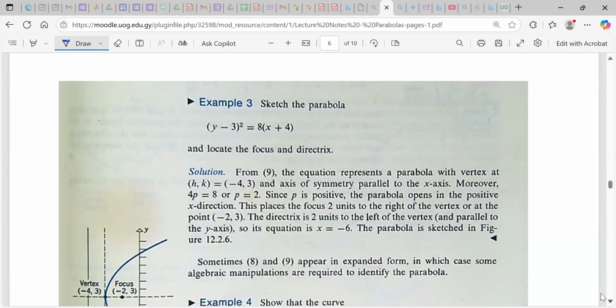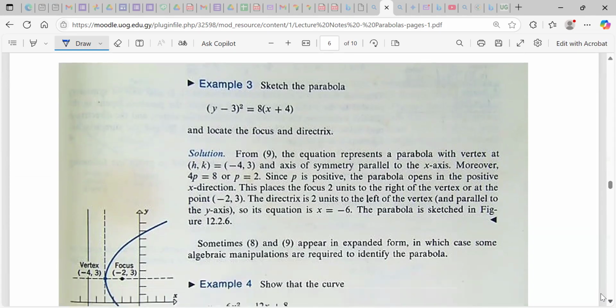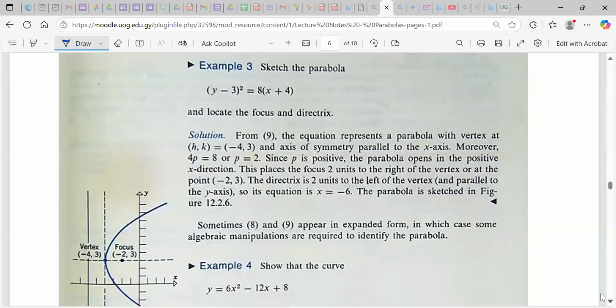So look here. You give them the equation, and you have to sketch it. Then they tell you to locate the focus and the directrix. Look at that, right? So what do you do? Well, you can look at the equation and figure out: you take the minus of that, you take the minus of this, and you get the vertex, right?